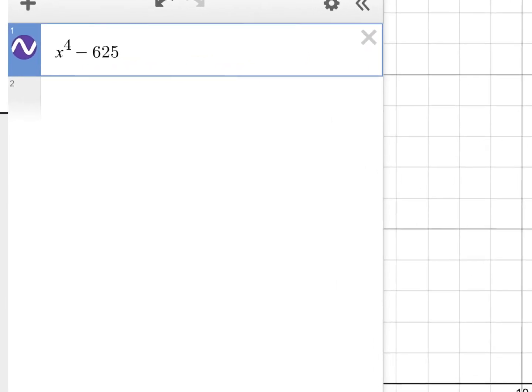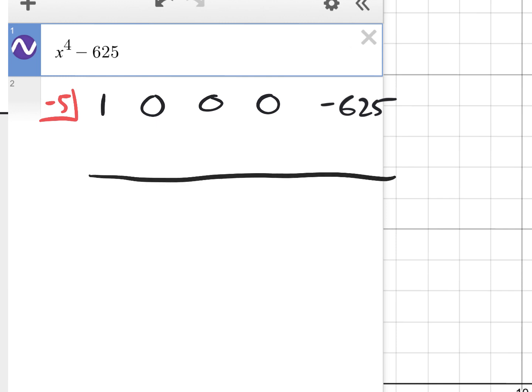So I'm going to use the first answer, x is -5, put it in the box, and do the coefficients of this fourth degree binomial, but I need to represent all powers. So the coefficient of 1 is on the x to the fourth, 0 on the x cubed, 0 on the x squared, 0 on the x, and minus 625 on the constant. So with synthetic division or synthetic substitution, the 1 comes down, 1 plus nothing is 1.